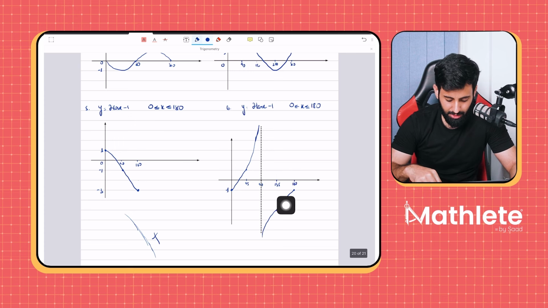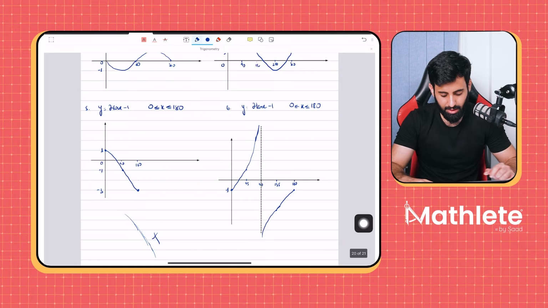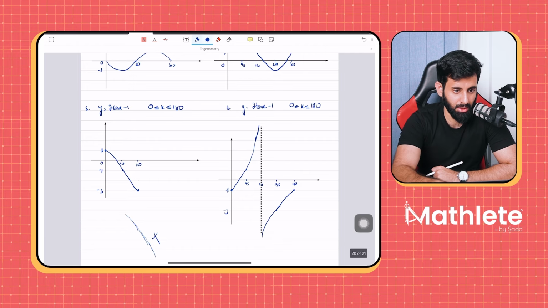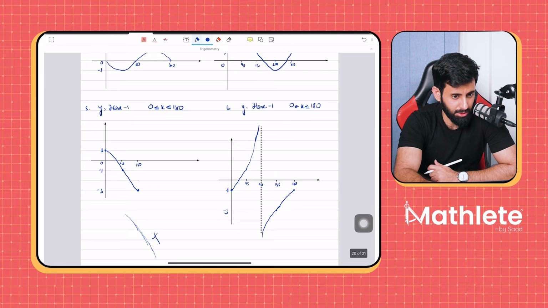And previously at 135, it used to be -1. Now it is -3. Now why is that? Because you multiplied by 2. So -1, when you multiply it by 2, it becomes -2. And then when you further subtract 1 from it, that is why it becomes -3. So that's the change. Okay, so sir, anything plus minus something will shift the graph left or right, and what's the other thing? And amplitude will shift it up and down.